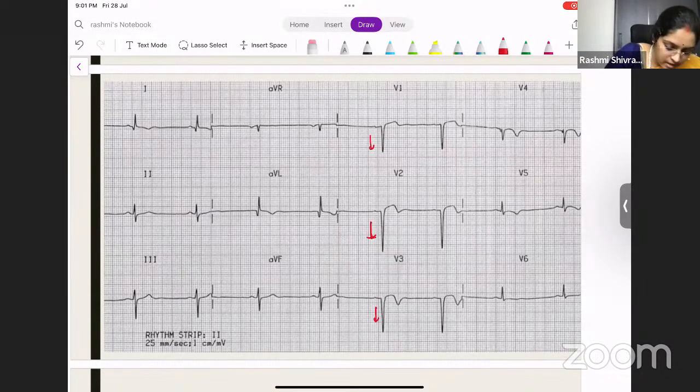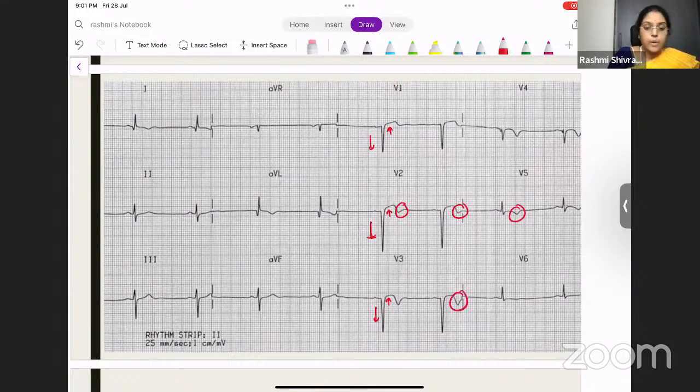You have an ST elevation. You have deep Q waves in V1 to V3. You have a mild ST segment elevation. And you also have a T wave inversion, isn't it? You have a T wave inversion from V1 to V5. Okay. So what is this?